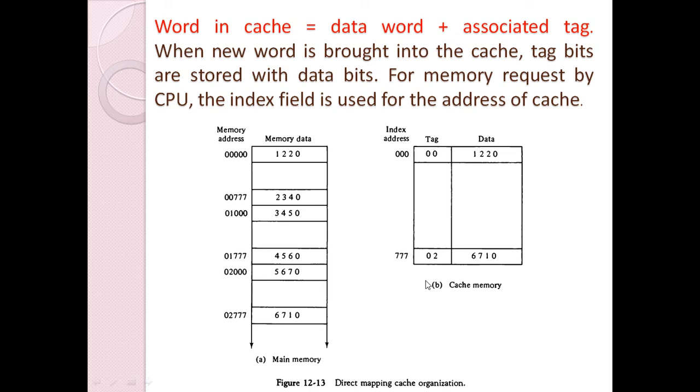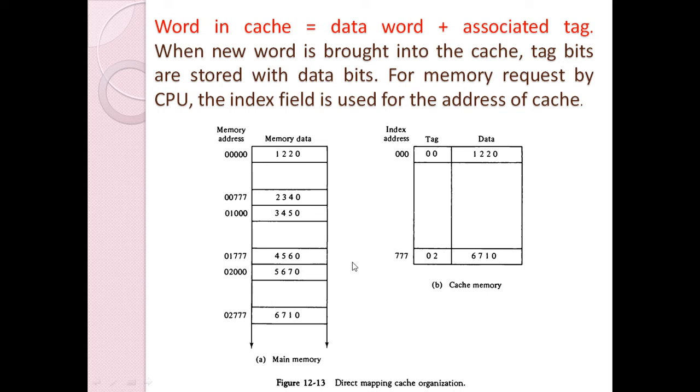Say if I am storing this data in cache, then this 02 is the tag and this 777 is the index. So whenever this data is demanded by the CPU, I will go to 777. Here I will see if my tag is matching 02. So this 02 tag will be matched with this. And if this is matching, I will come to know that yes, data is available in the cache memory and I will provide that data.